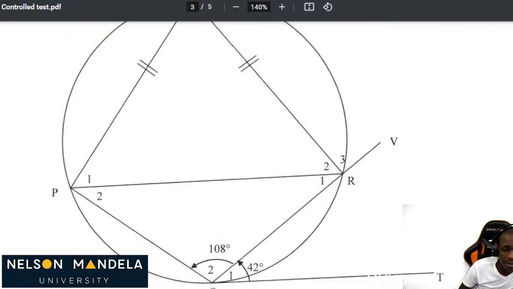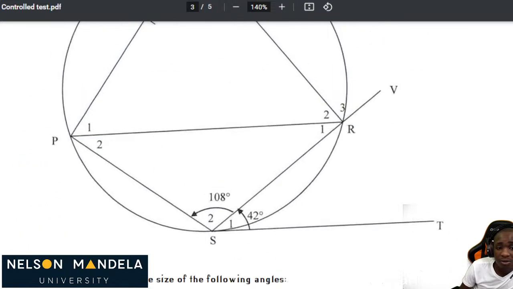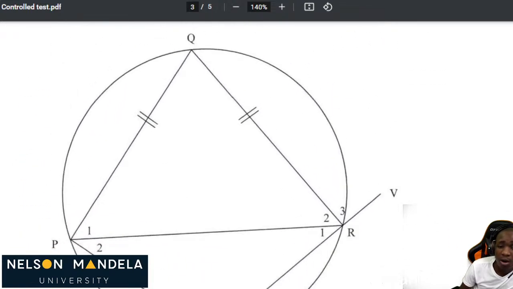So our angle Q is 72. Now they asked us to calculate the angle R2. Where's R2? Oh, here is our R2. All right. Do you see that PQ is equivalent to QR? So that's an isosceles triangle. In an isosceles triangle, it's so important that you understand that P1 and R2 are equivalent to each other. Okay. So let's write that first so that you can solve that question.